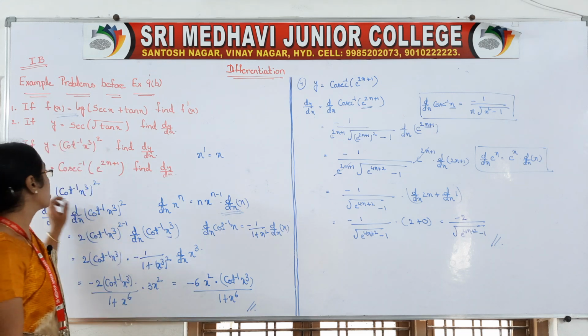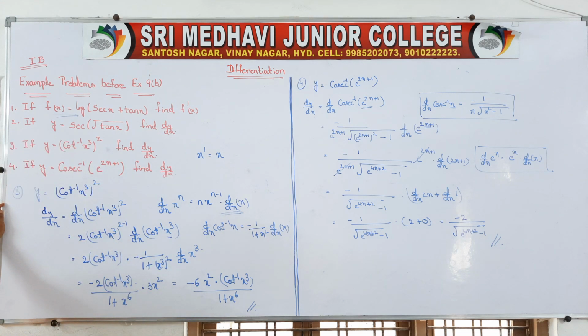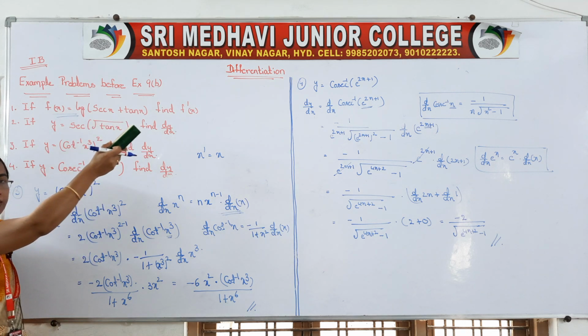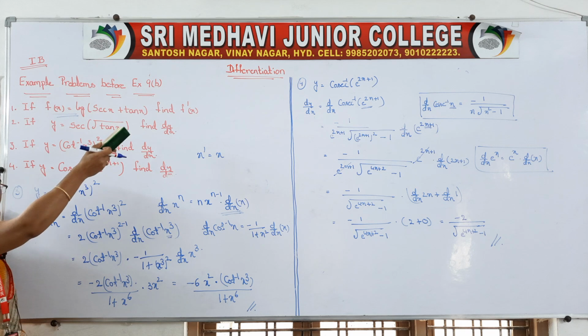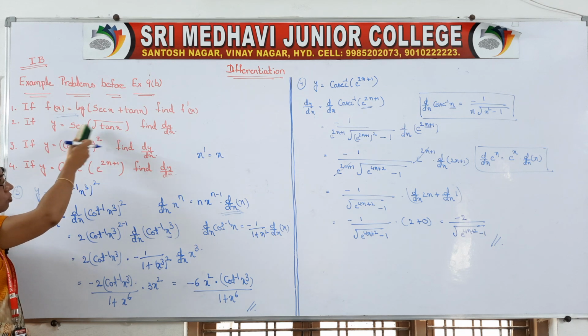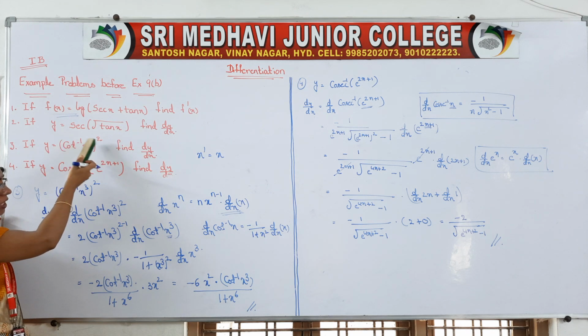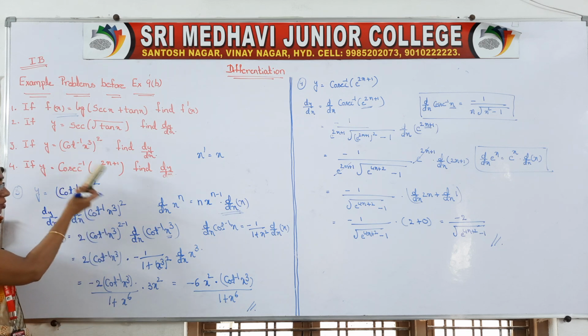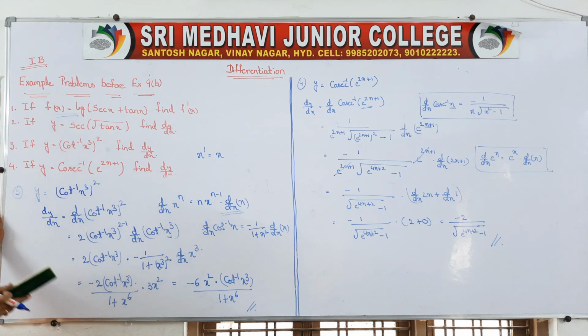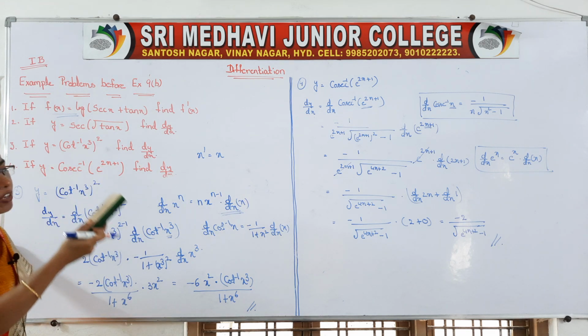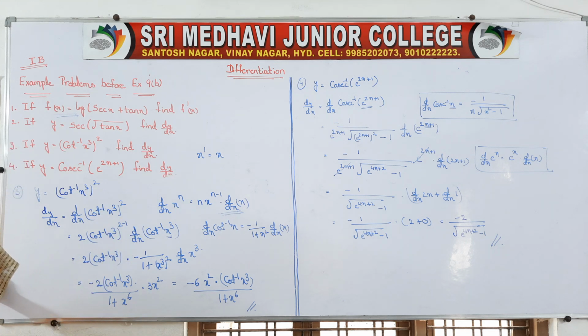Okay, so here today we solved all the 4 problems. If you observe, log of secant x plus tan x, same thing. If you know the log x formula, right, if you know the secant x formula, if you know x to the power of n formula, if we know the cosecant inverse x formula, we can easily get our answers.